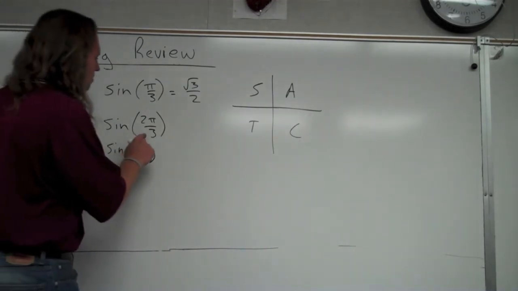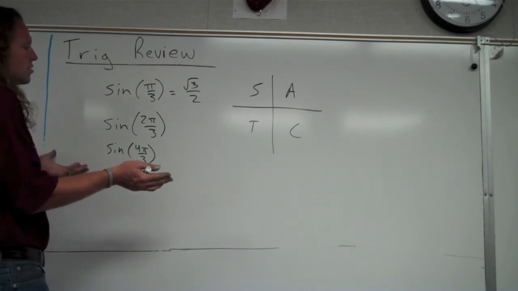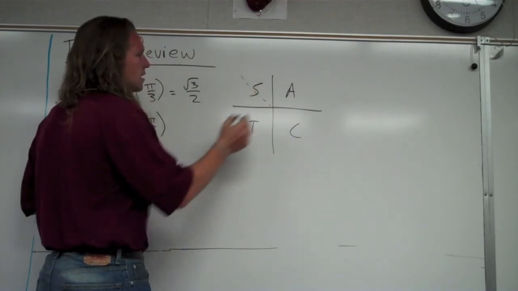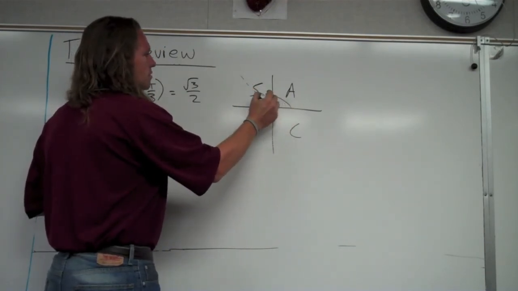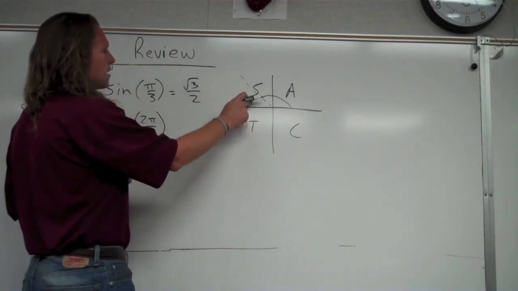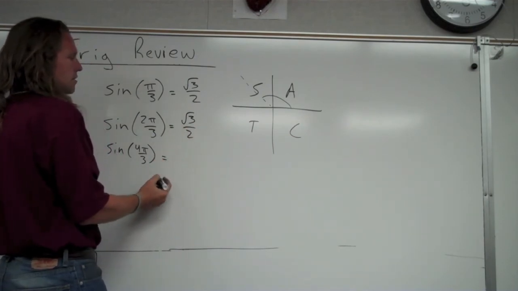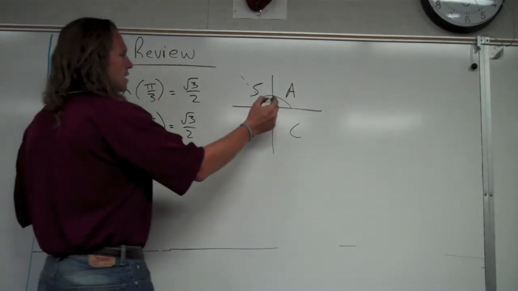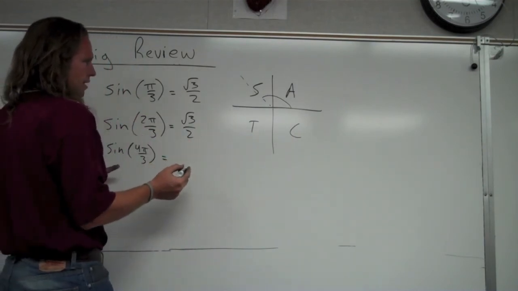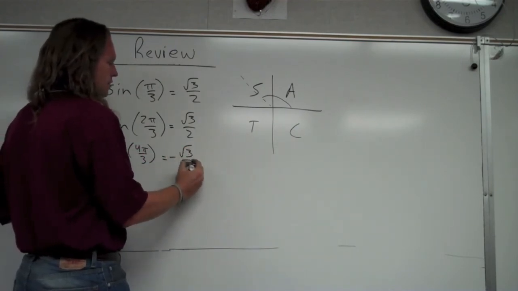So for 2 pi over 3, we do need to know what quadrant that would be in. 2 pi over 3 is going to be in this second quadrant over here. So we're talking about this angle. From 0 to here, that angle is 2 pi over 3. So it's in the second quadrant, so sine is positive, so this is just going to be square root of 3 over 2. Now 4 pi over 3, that is in this third quadrant right here. Only tangent's positive, so that means sine's negative. That would be negative square root of 3 over 2.